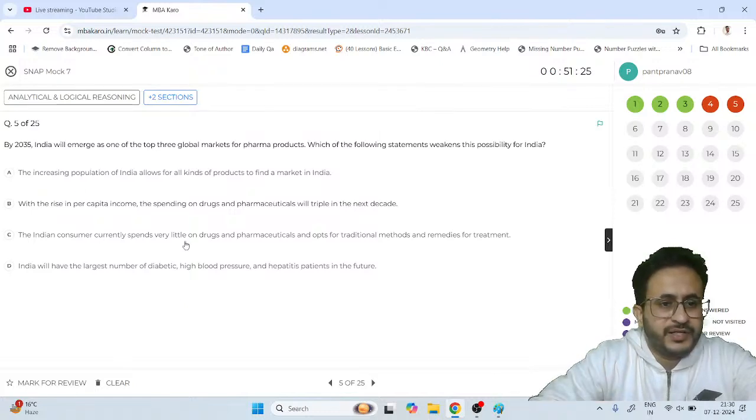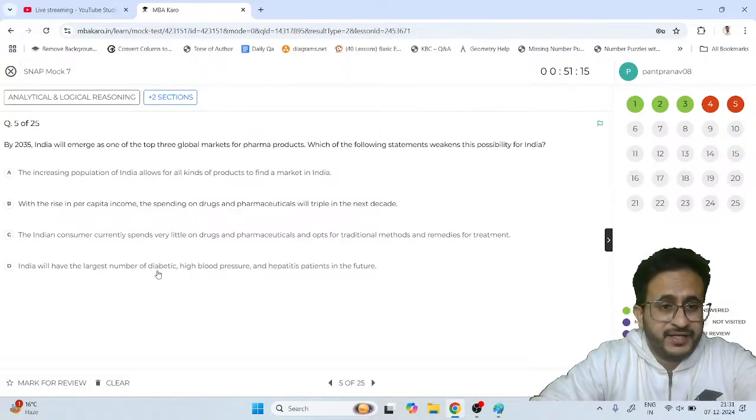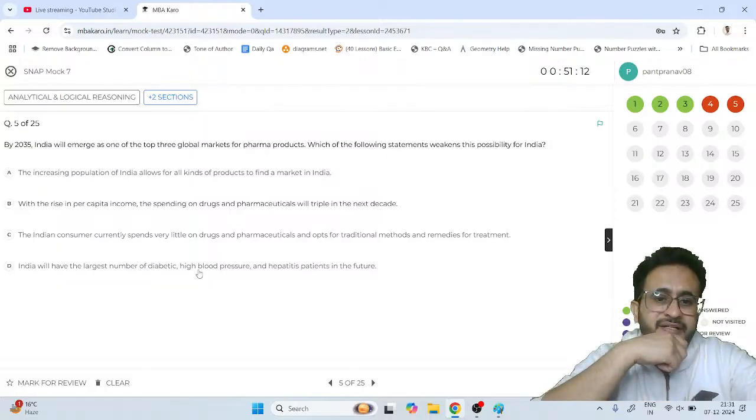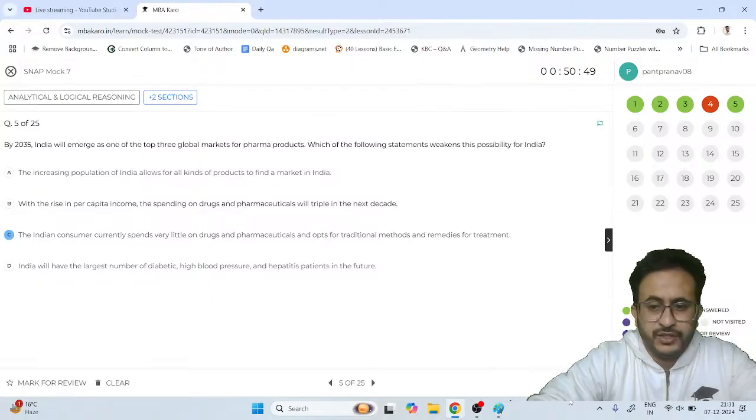The Indian consumer currently spends very little on drugs, pharmaceuticals, and outsources to traditional methods and remedies for treatment. Okay, it is not something that is weakening the argument. India will have the largest number of diabetic, high blood pressure, and hepatitis patients in the future. That will increase. So I think C would be the one, because currently they are spending less and they are opting for traditional methods. I mean, some assumption also will have to be made, because the other statements, the first and fourth, are going to strengthen the argument. So this looks to be the only one.